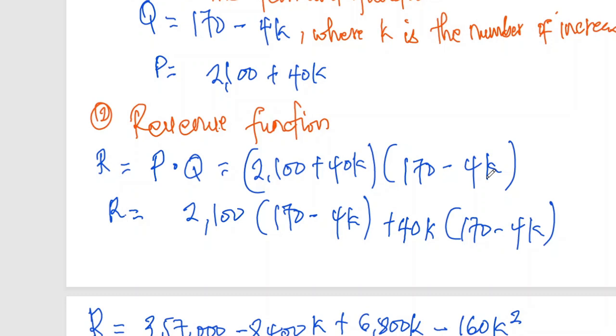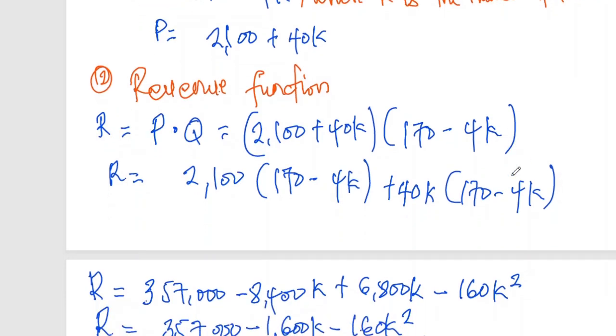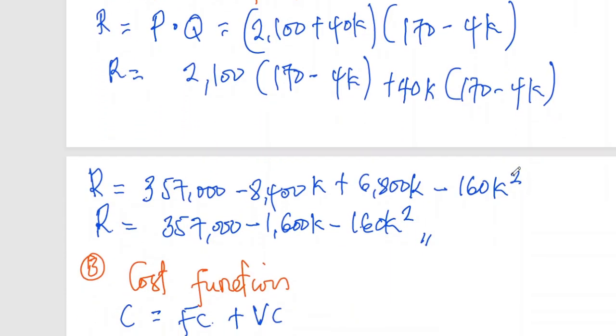After defining your demand function, the next thing is to find your revenue function. We know revenue is equal to price times quantity. Here, our price is 2,100 plus 40k, and our quantity is 170 minus 4k. So we multiply them: revenue is equal to 2,100 plus 40k, all times 170 minus 4k.